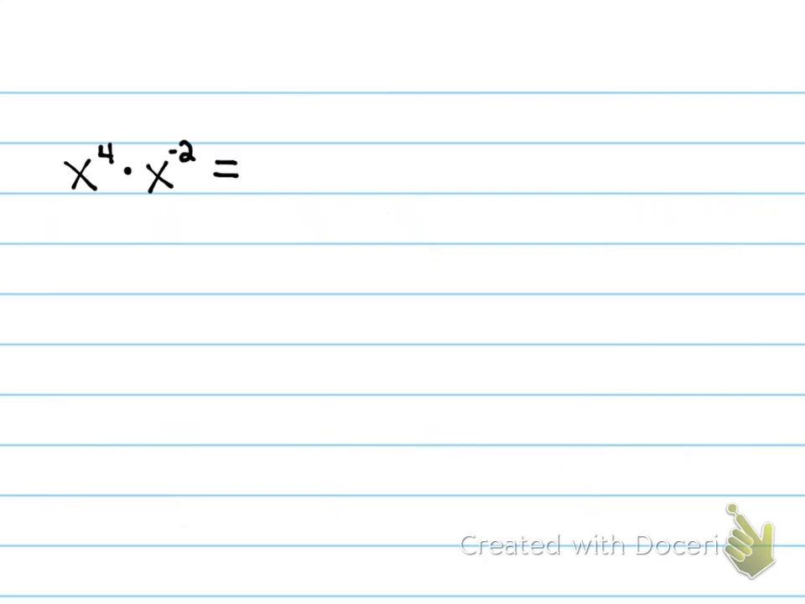So I have x to the 4th times x to the negative 2. Well, I don't want to work with a negative exponent, so to get rid of that negative exponent, I'm going to move it down into the denominator position. And now this is just my dividing exponents rule. I have x to the 4 over x to the 2. I'm going to use my shortcut and do 4 minus 2. Leaves me with x squared.